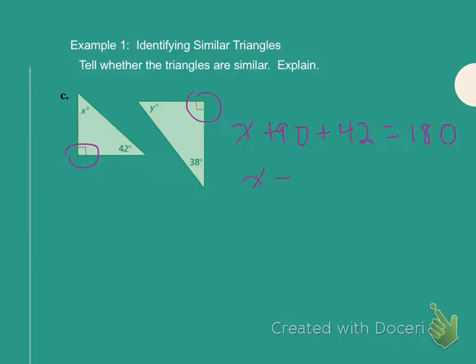Add these together, you get x plus 132 equals 180. Subtract 132 from both sides, and I find that x is 48 degrees. So my x right here is 48 degrees. So we have the right angles the same, 42, 38, 48. So no, the triangles do not have two pairs of congruent angles, so these are not similar. So for C, those two triangles are not similar.